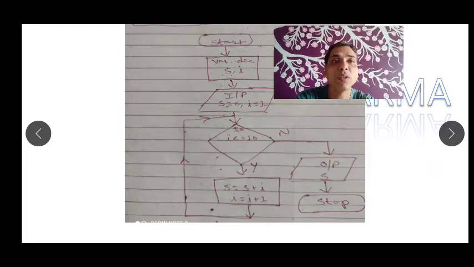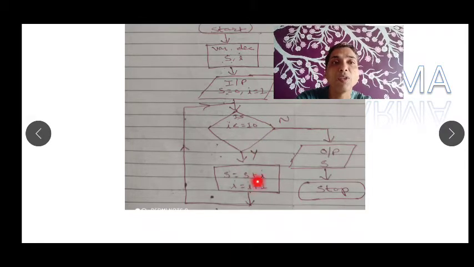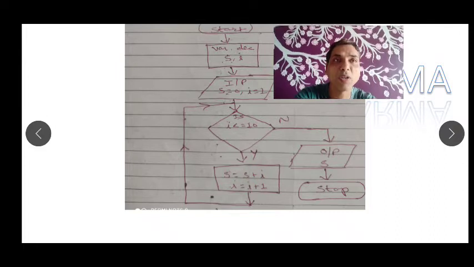Then a decision box is there because we have to check the condition. Whenever you check a condition, you have to take a decision box: I is less than or equal to 10. If it is true, then s is equal to s plus I, I is equal to I plus 1. Either you can write them together or in separate boxes, but since they are processes, we have to use a rectangle.